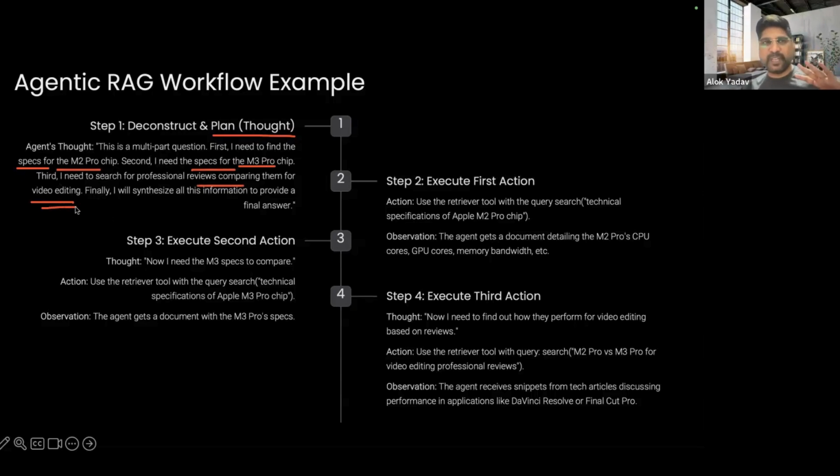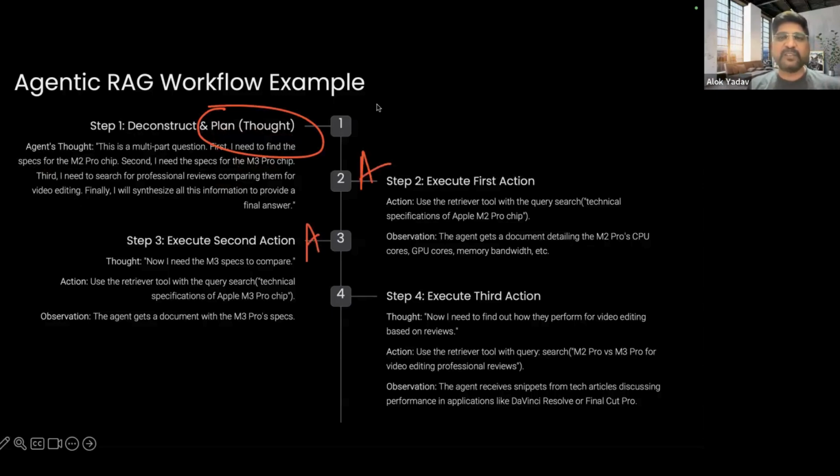We are looking into the specification of the M2 chip. One task would be looking into the specification of the M3 Pro chip. And the third task would be looking into video editing reviews for both of them. So this is the planning part. The first part is the planning part that you are having. Now we have done the planning, that is a thought. Then the next step is action. This was the planning that we have done.